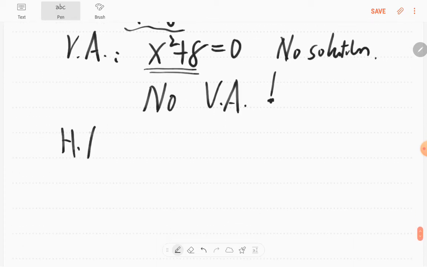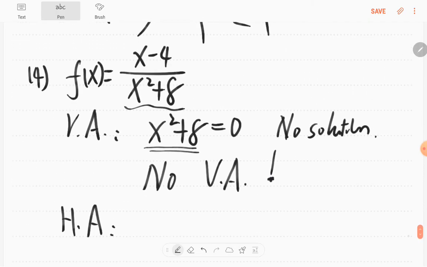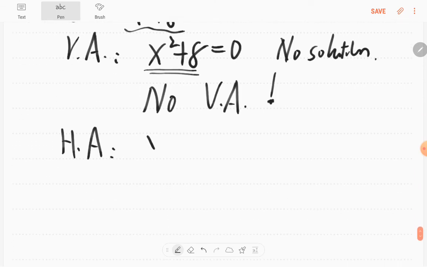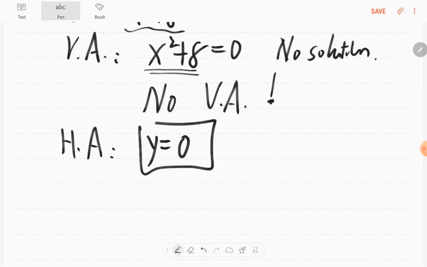The horizontal asymptote. Now let's look at the degree. The degree of the top is 1. The degree of the bottom is 2. So the degree of the top is less than the degree of the bottom. So that means y equals 0 is the horizontal asymptote.